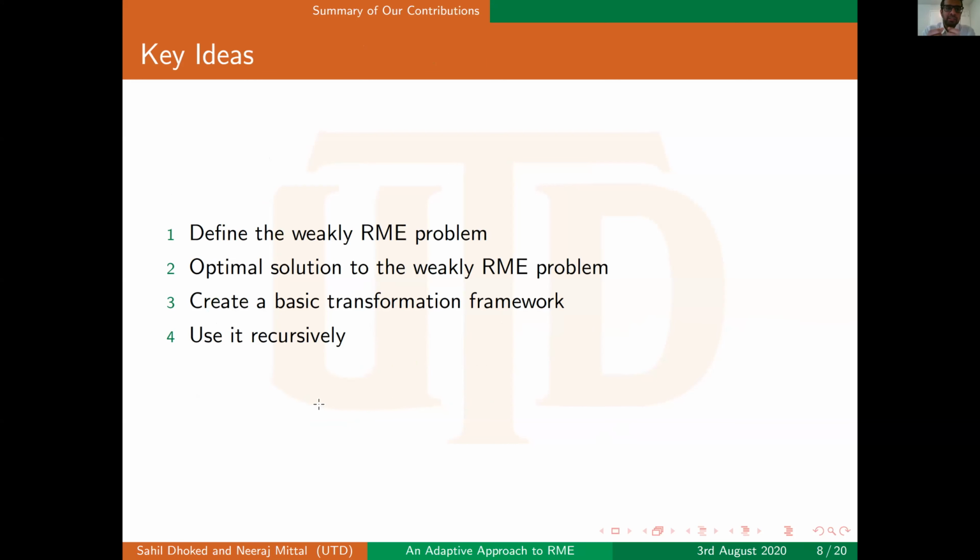So the key idea in our solution is that we define a new problem called the weakly recoverable mutual exclusion problem and provide an optimal solution to it. And using that, we create a framework which acts as a transformation framework, and we recursively use this transformation framework.